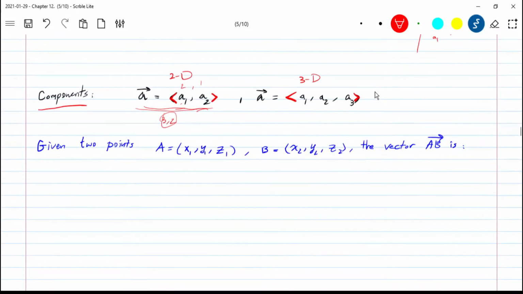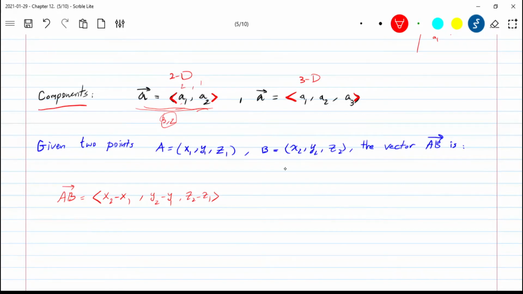So how do we find the component form of a vector? If you're given 2 points, initial and terminal point, the vector AB can be figured out by finding the lengths along each direction. So the vector AB would be the terminal minus the initial. That is the first component for x, y2 minus y1, second component, z2 minus z1, third component of the vector.